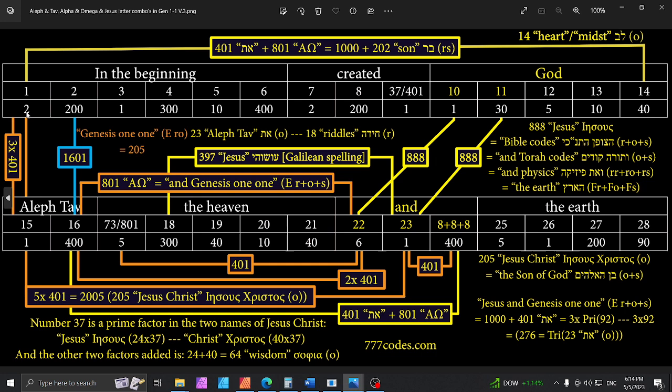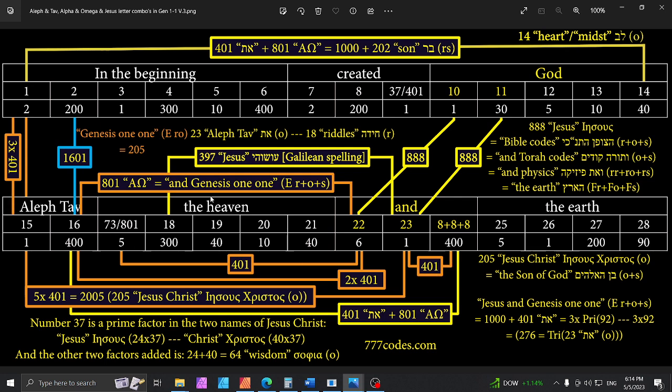Okay, so if we add letters from the first letter to the first letter in Aleph and Tav, you get 3 times 401. That's quite incredible. But there are a lot of incredible codes here in the letters.